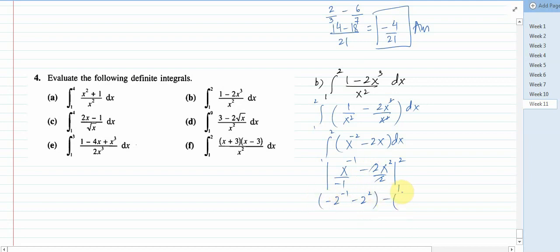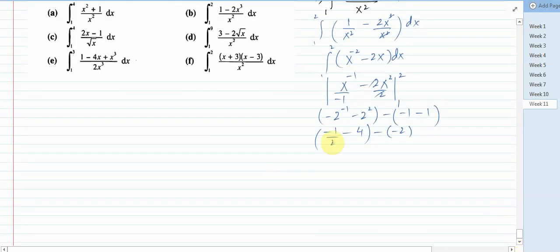So for the lower limit, it is minus 1 to the power minus 1, and 1 square is 1. Alright. So minus 2 power minus 1 is 1 upon 2. Minus 2 square is 4. Minus 1 minus 1 is minus 2. Alright. So now it's minus 1 upon 2 minus 4, which is minus 4.5, plus 2, that is minus 2.5. Alright, so that is your answer.